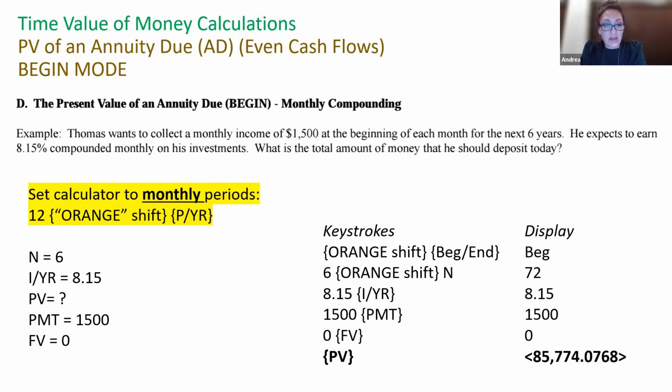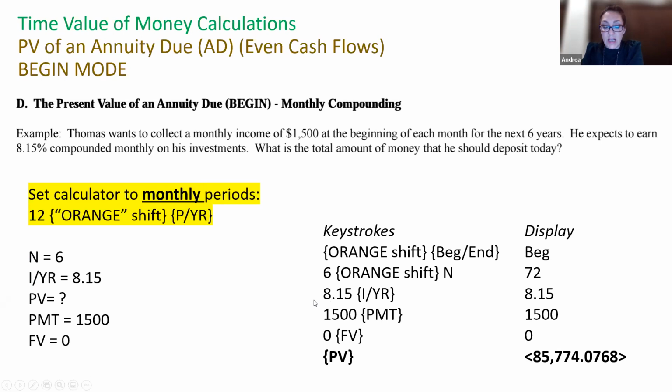Now you're going to set your calculator to monthly periods. So it is 12, orange shift button, P/YR. Here are the variables: N is 6, interest rate is 8.15. We're solving for present value, and we know that payment is $1,500. Our keystrokes, again, you're probably already in begin mode. Your periods are going to be your 6, orange shift button, and N, which is 72.